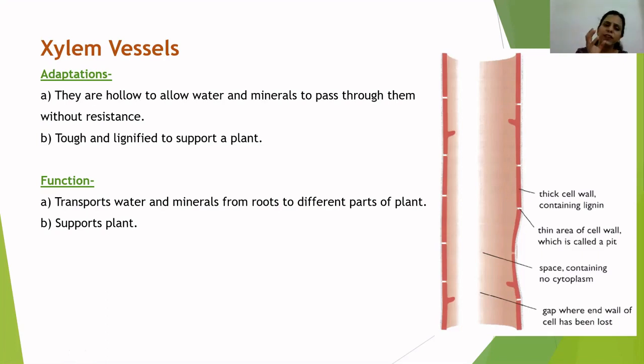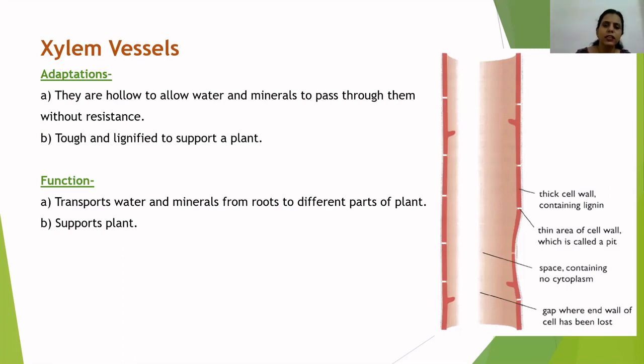The very long and thin trees are able to stand upright. Why? Because of the presence of xylem vessels in them. They are hollow in the center, so they allow water and minerals to pass through them. And apart from this, they are tough and lignified in order to support a plant. So this one mark question is asked sometimes in the exam: which particular polysaccharide is present in xylem vessels, which makes them very hard and tough? That is lignin.